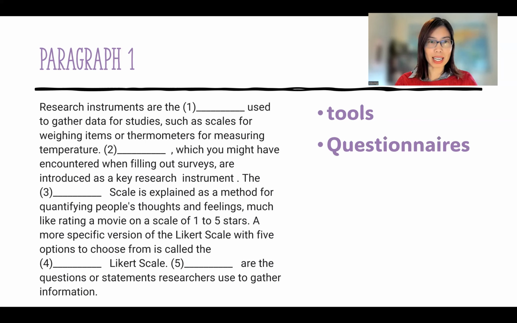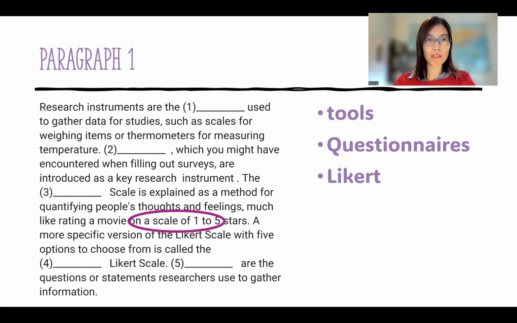The Likert scale, we learned about the Likert scale, is explained as a method for quantifying people's thoughts and feelings, much like rating a movie on a scale of 1 to 5 stars. I would like to point out some interesting language here: on a scale of 1 to 5. And you can use this expression to explain the points on a scale of 1 to 5 or on a scale of 1 to 10. So that's what I would like you to pay attention to.